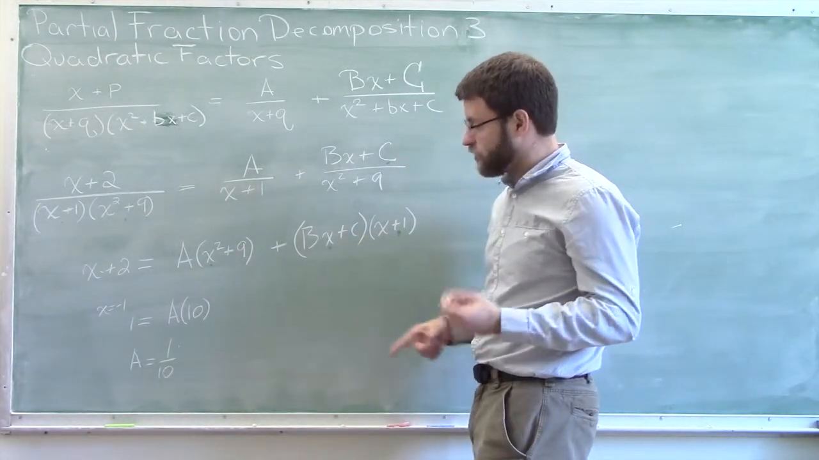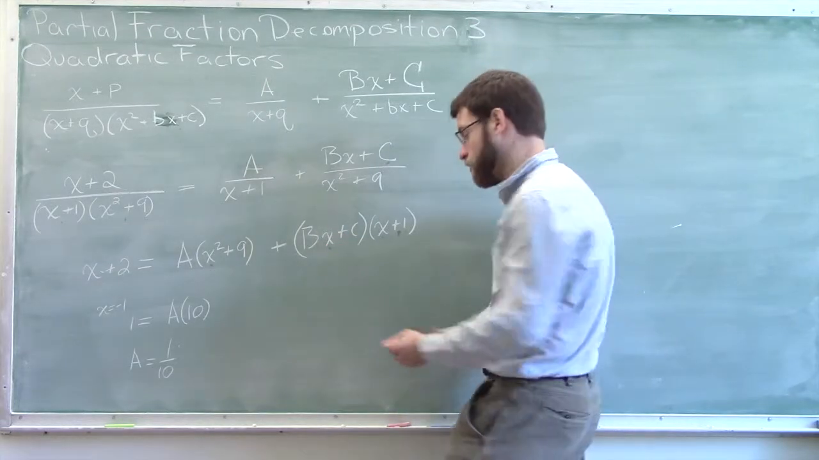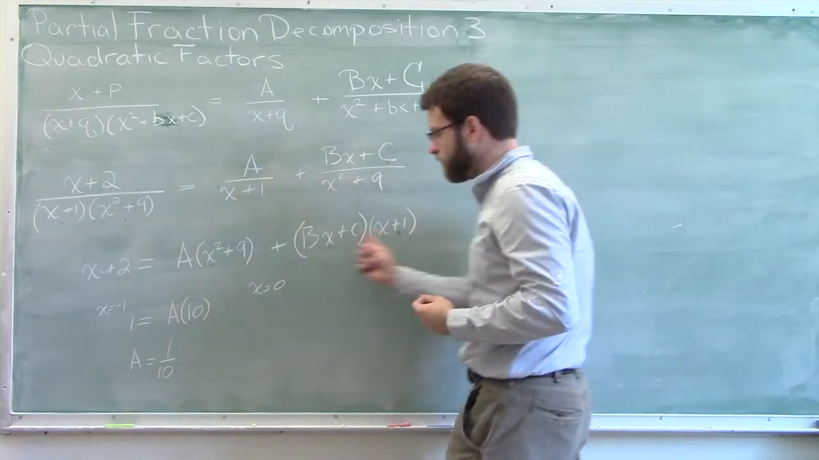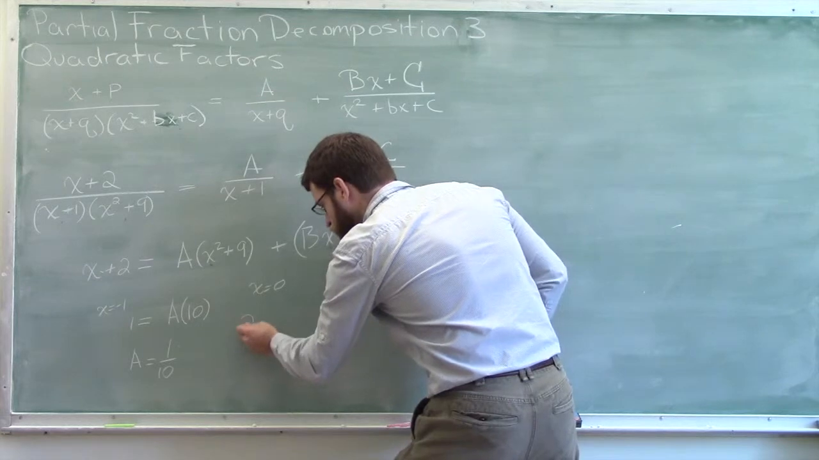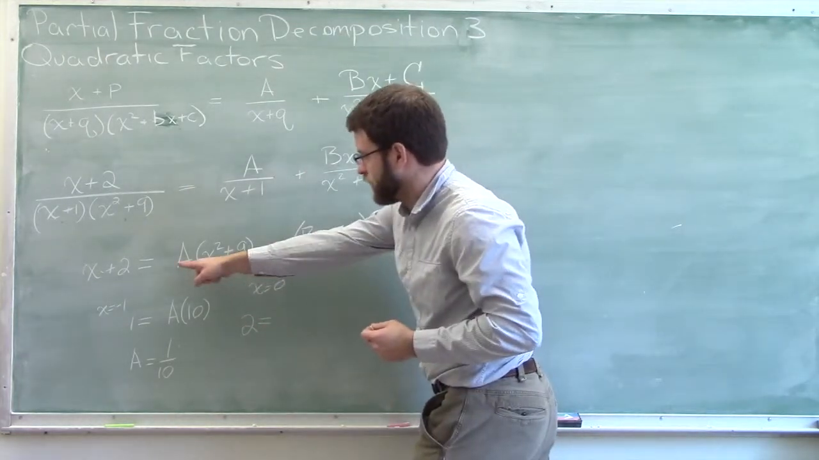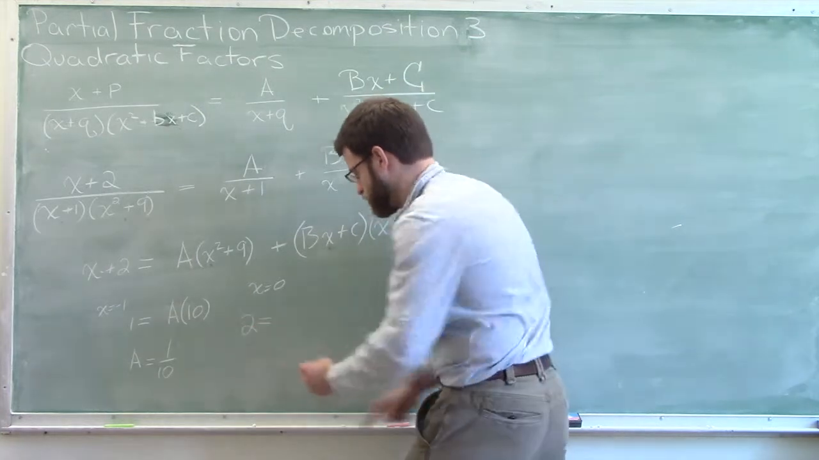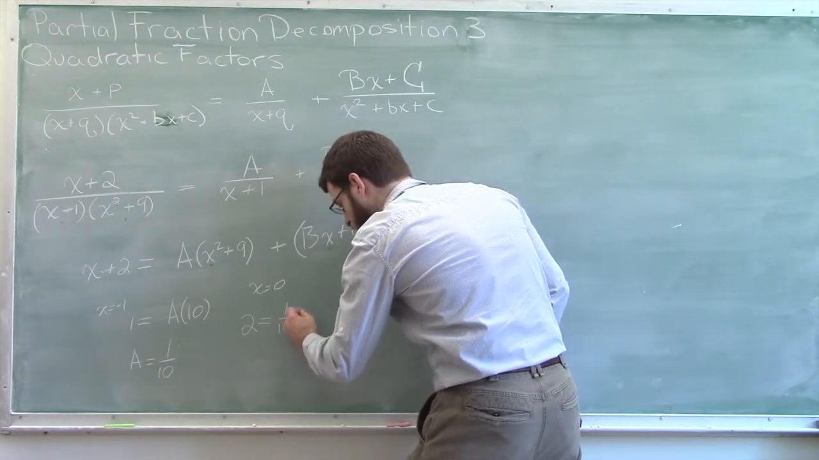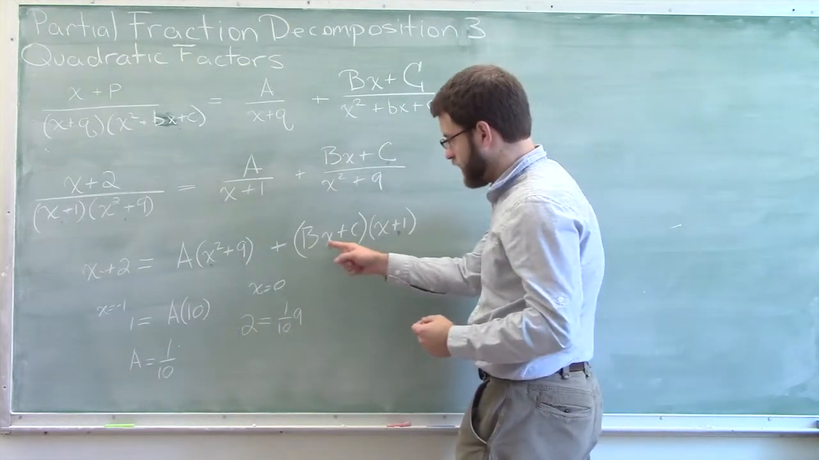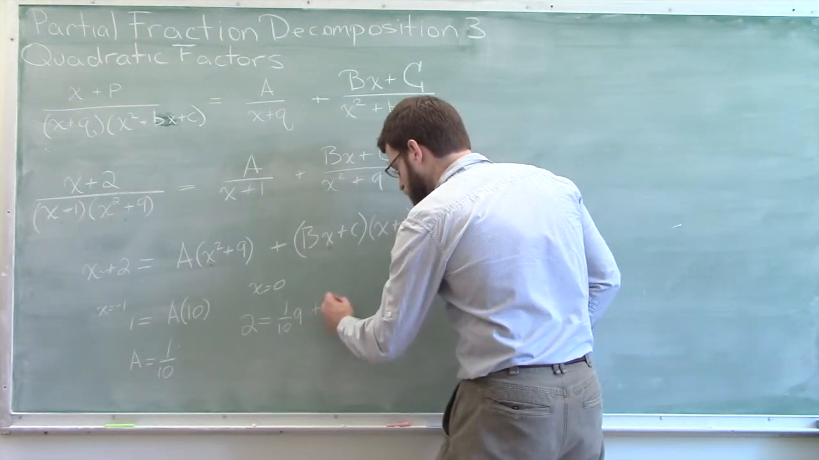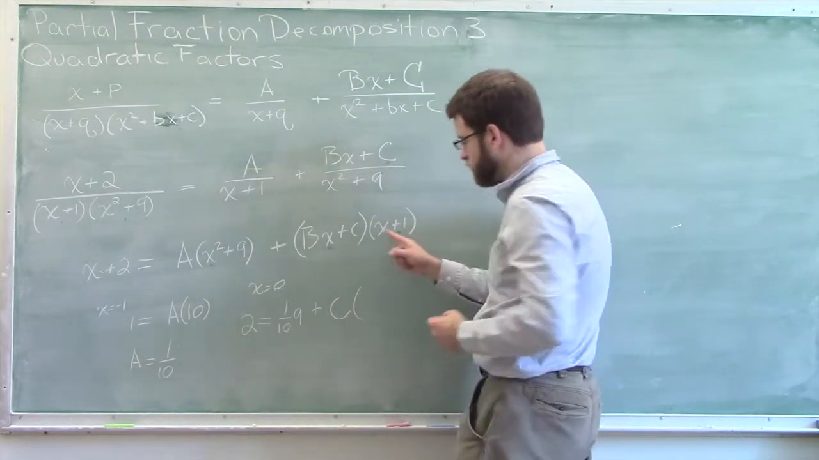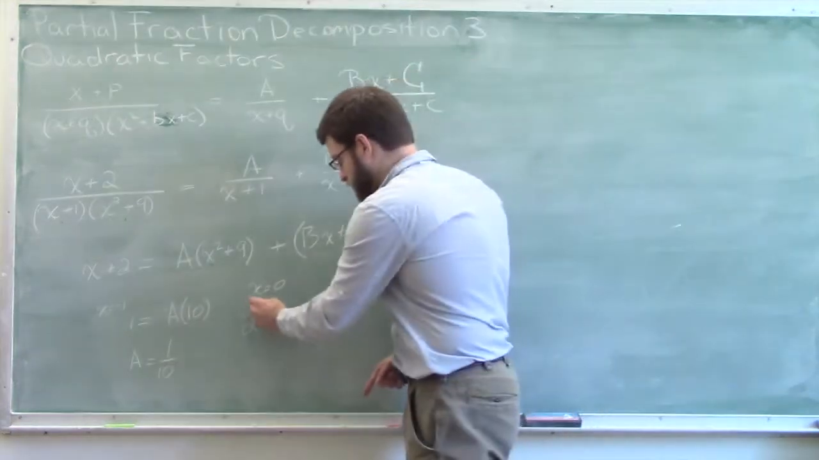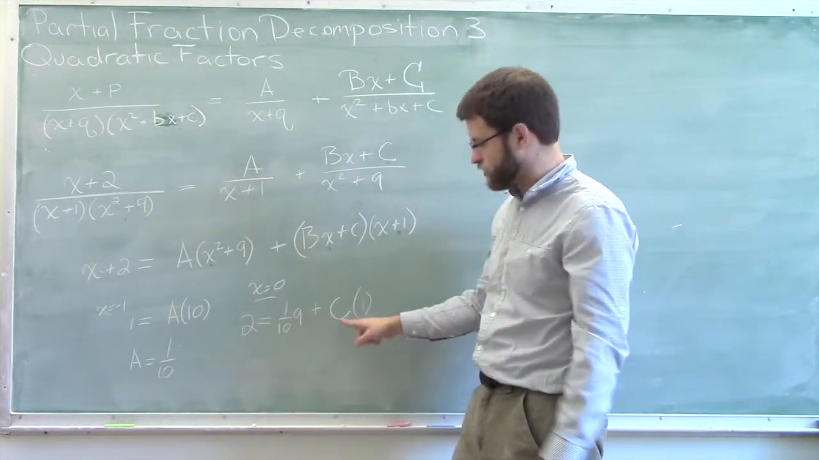Next, maybe we can try the value x equals 0. That'll remove the b term. X equals 0. And substitute that in everywhere in this expression. We're going to get 2 on the left-hand side. A times 9. So a is 1/10. You know that. And then 0 plus 9 is 9, so that's 9/10. And then x equals 0 makes the b cancel out, so we get plus c multiplied by 0 plus 1, which is just 1. Okay? So this value of x now gives us an equation that we're going to need to solve for c.